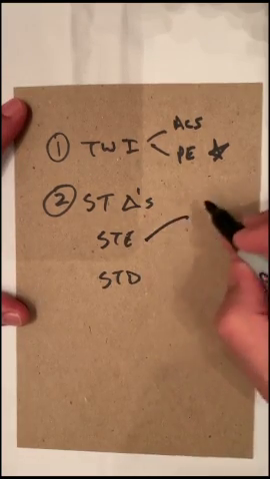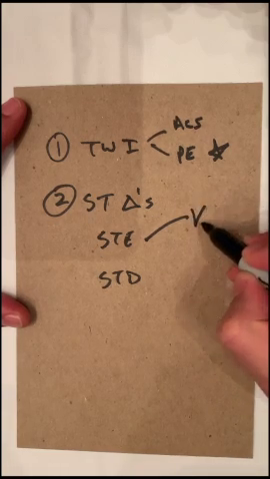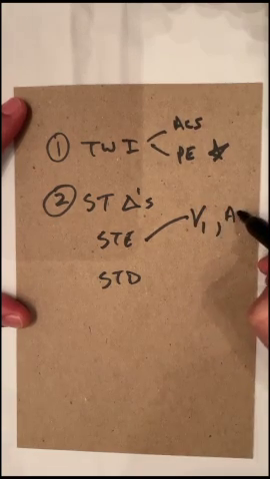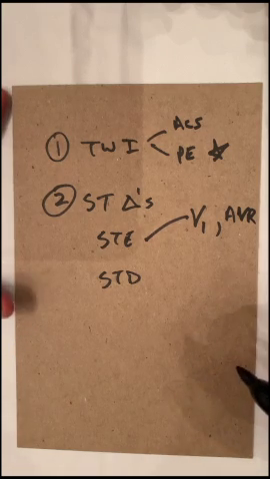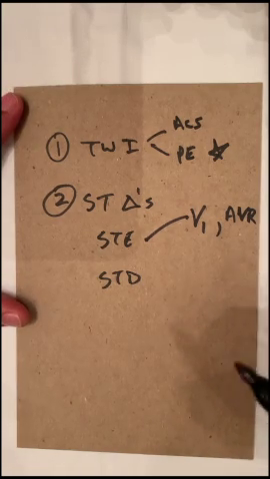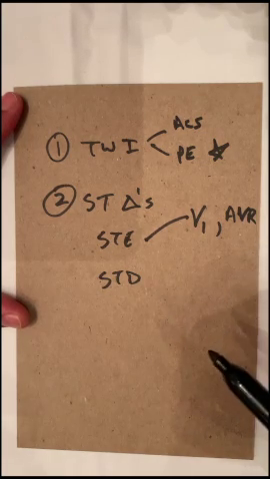And in particular, when you see ST elevation in the setting of a PE, it usually tends to be in V1 and AVR. Notice that both of these leads look at the right side of the heart. So this is a sign of right heart strain. If you see ST elevation in V1 and AVR, you've got to think about the possibility that it's a PE.